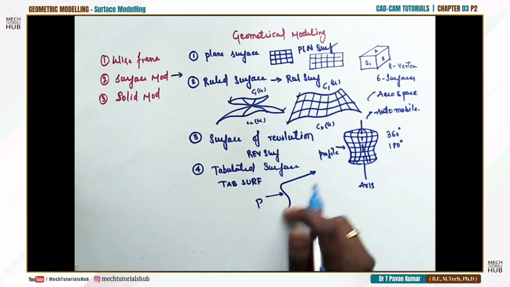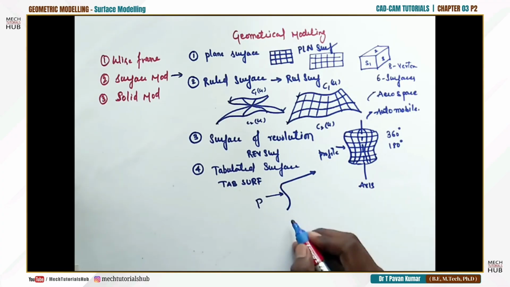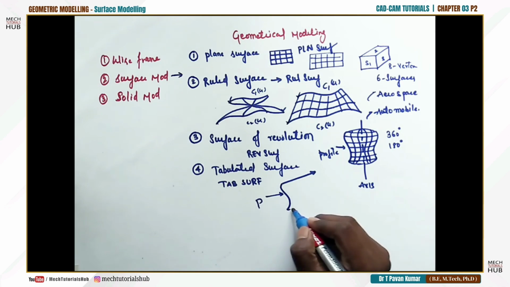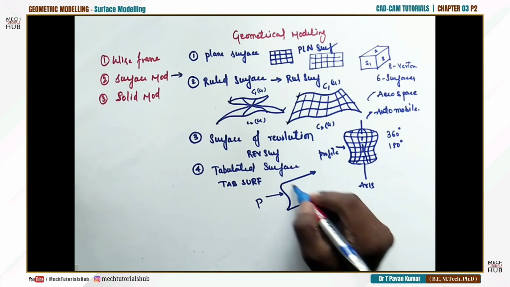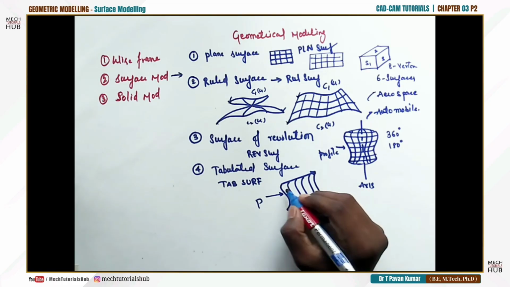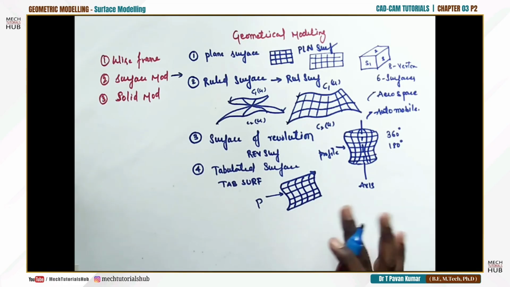This is the profile, an open profile, followed by the direction. Once I select the direction, the surface will form this way. This is how the surface will form, followed by a line. Fine, this is the surface you will get.